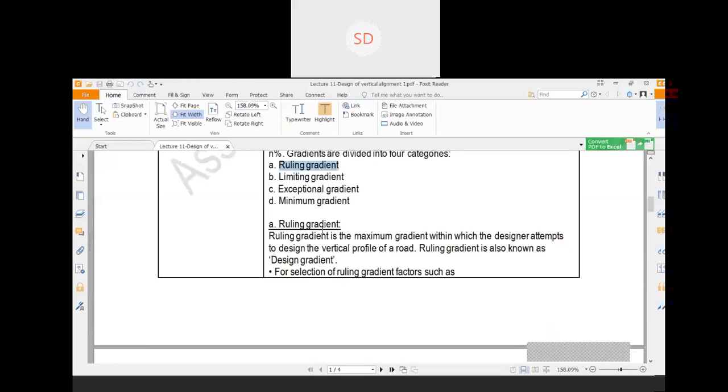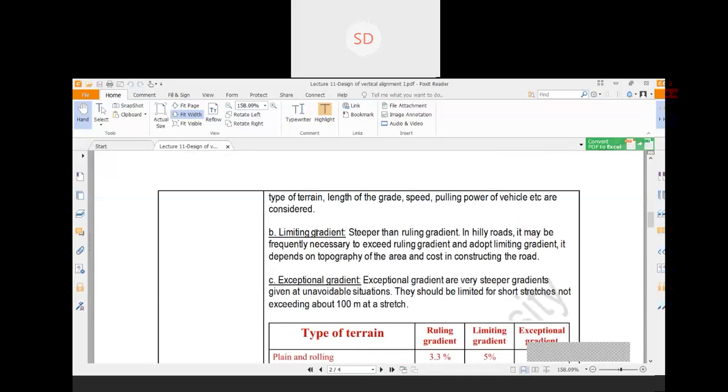Now this concept is clear: what is ruling gradient, what is limiting gradient, and what is exceptional gradient.